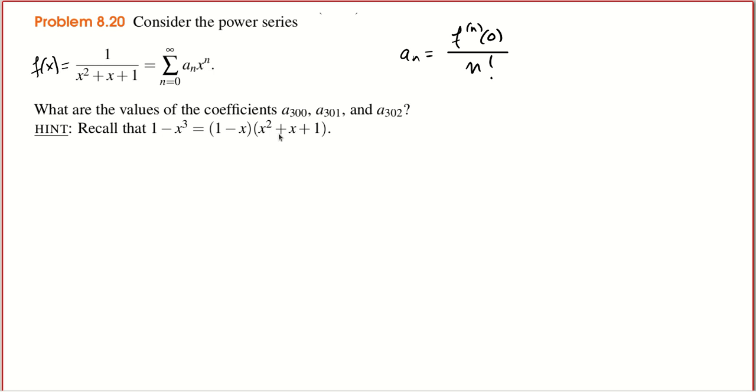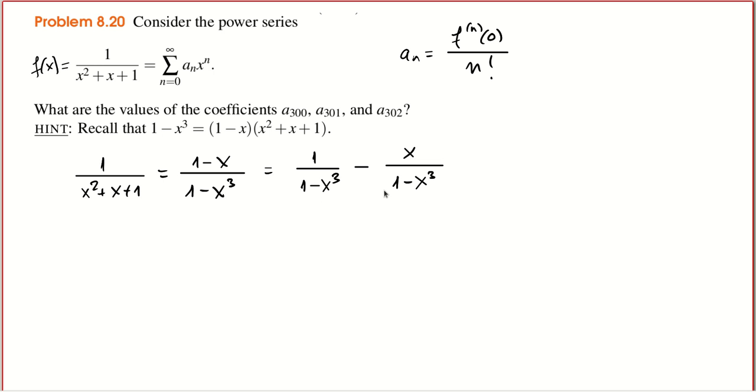If you have this identity here, then what you can do is divide this here and divide this here, and then write this rational function as (1 - x) over (1 - x^3), which is equal to 1 over (1 - x^3) minus x over (1 - x^3). And both these functions are easy to expand in powers of x.